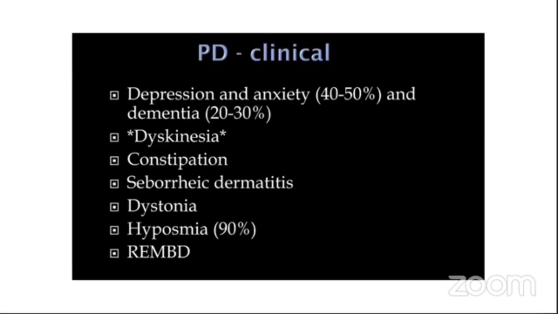Not only these cardinal features, but there are also some other features associated with Parkinson's disease. 40 to 50% of patients may present with depression and anxiety, but not as presenting manifestations. 20 to 30% present with dementia, but not so early. Sometimes patients present with dyskinesia, especially if they have been taking drugs, especially levodopa. Constipation is a very common symptom associated with PD. Seborrheic dermatitis. Sometimes patients present with dystonia, hyposmia, a loss of smell, and as Parkinson disease is an alpha synucleinopathy, there is also REM sleep behavior disorder.